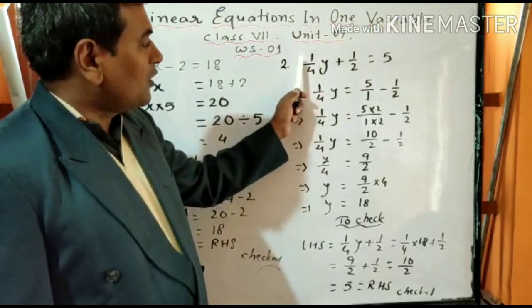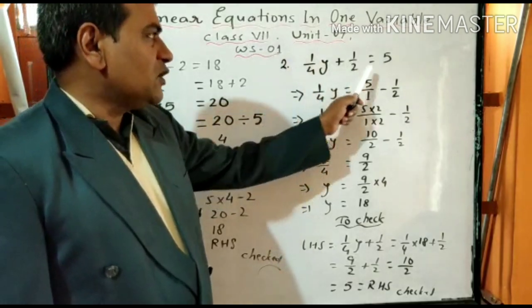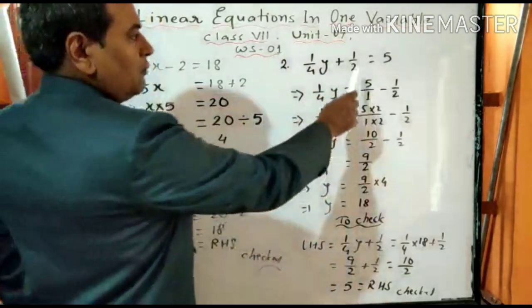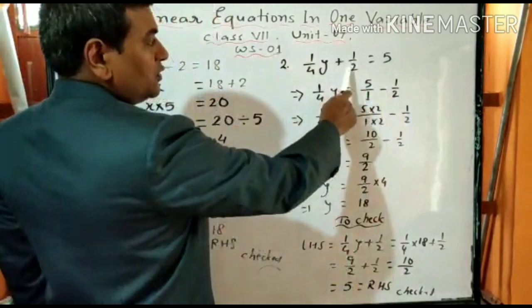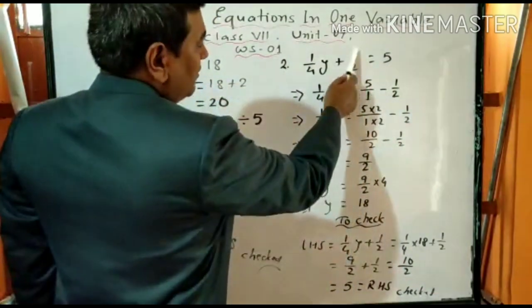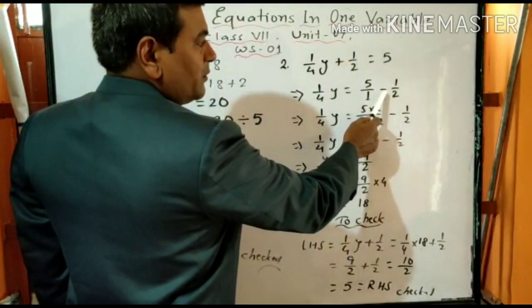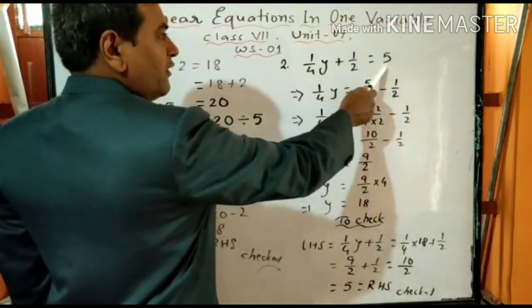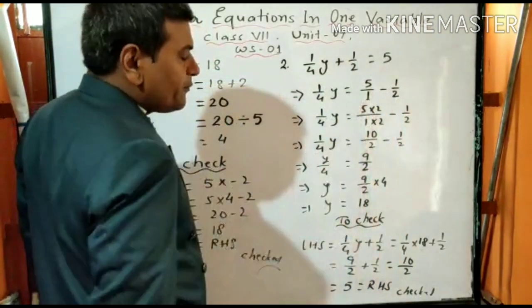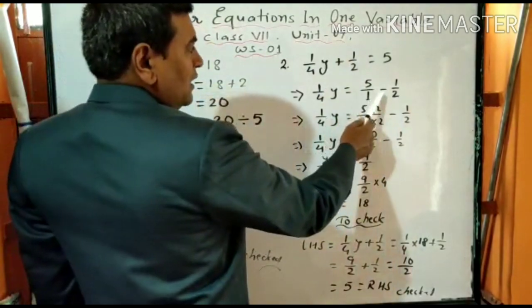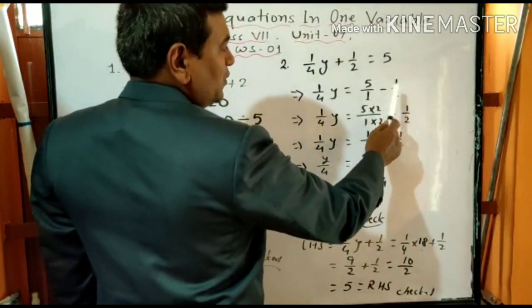Question number 2. 1 by 4y plus 1 by 2 equal 5. Both are constants. So take 1 by 2 to the right side. It will be minus 1 by 2. Now 5 can be written as 5 by 1. So 5 by 1 minus 1 by 2.